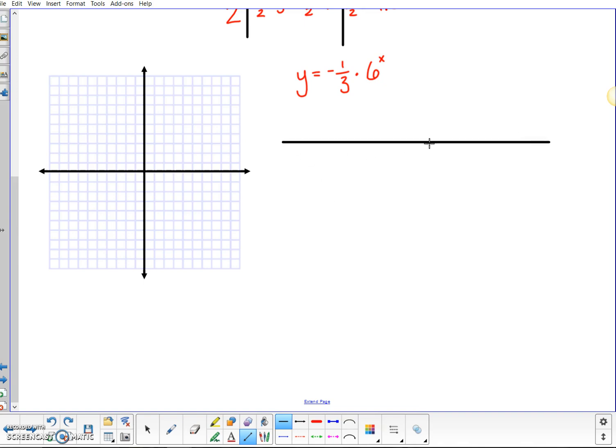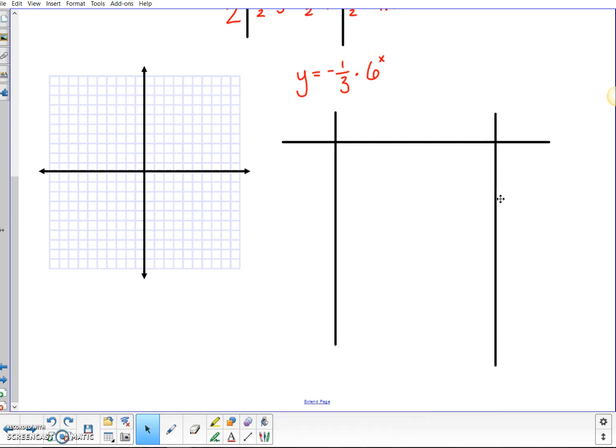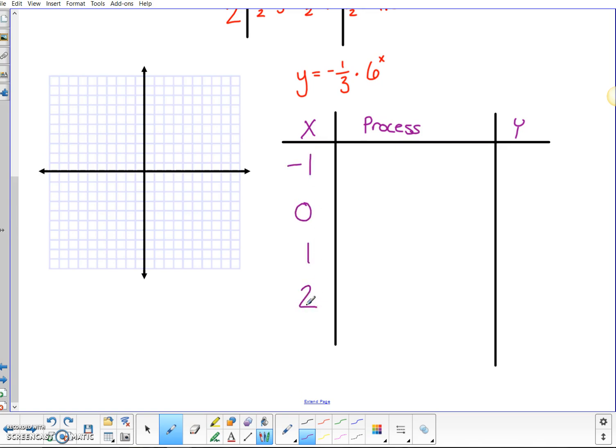And we're going to make that 3-columned chart again. X, your process, and your y values. So, again, I would choose -1, 0, 1, and 2. If you want to choose 3, we could use 3. It just could get really big.